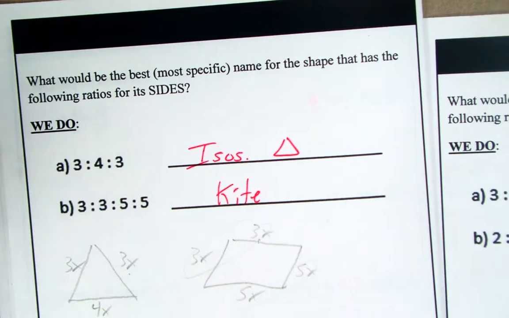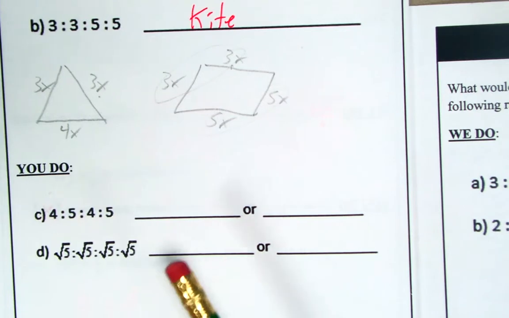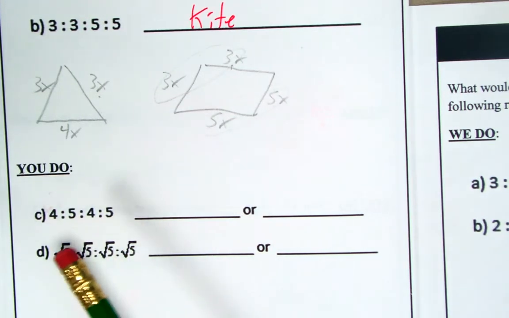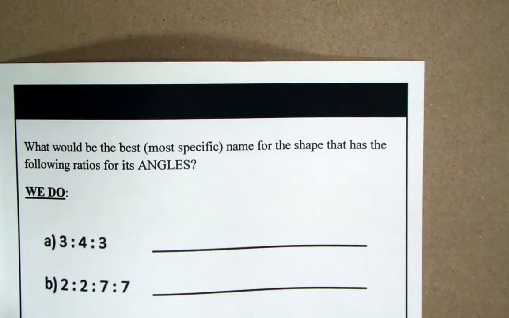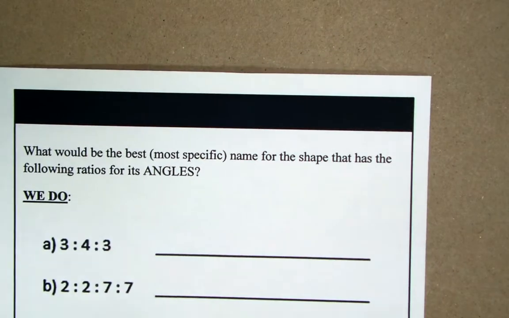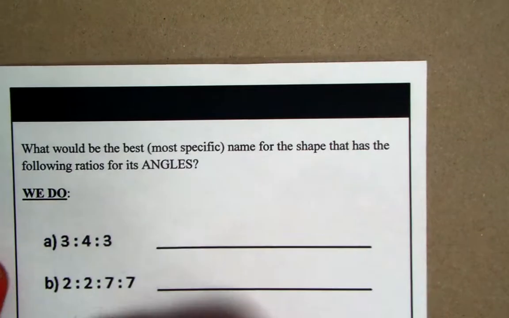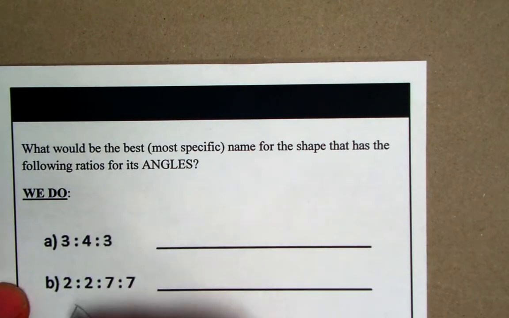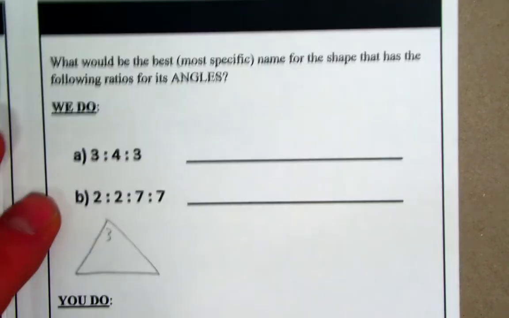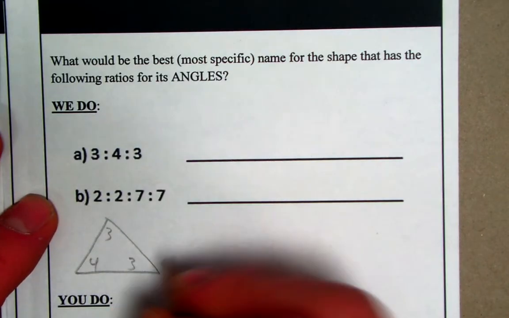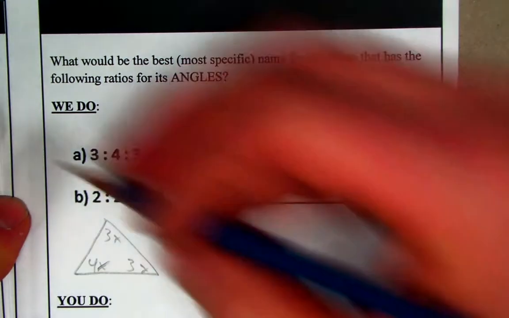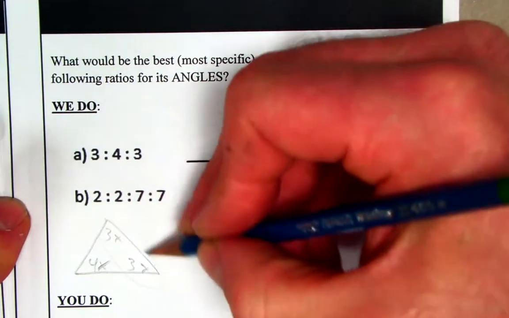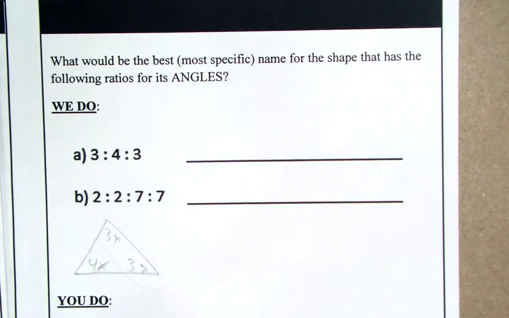All right, so take a moment. What kind of shape would these be that would have this extended ratio? And then I'll come over here and do this very last one. This time we're talking about angles instead of sides. So if you have angles that are in the relationship of 3 to 4 to 3, or 3x to 3x to 4x, well, we also know that if these two base angles are the same, we've got to be dealing with an isosceles triangle again.